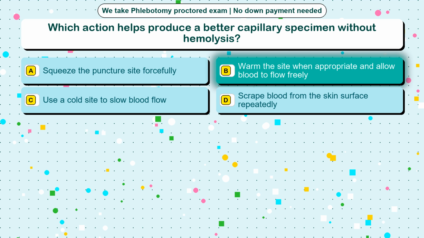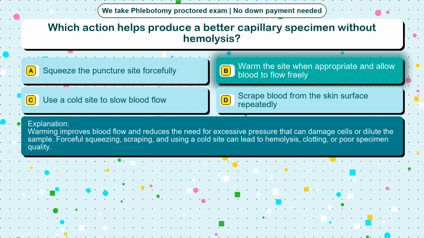The correct answer is option B, warm the site when appropriate and allow blood to flow freely. Warming improves blood flow and reduces the need for excessive pressure that can damage cells or dilute the sample. Forceful squeezing, scraping, and using a cold site can lead to hemolysis, clotting, or poor specimen quality.